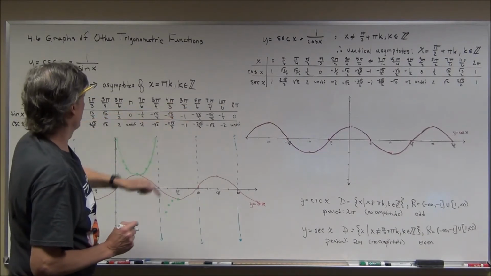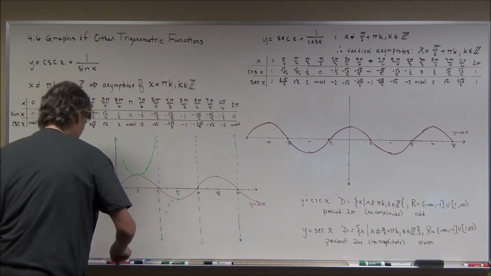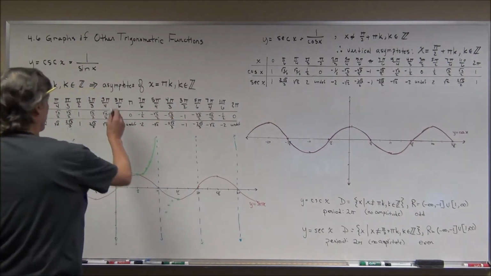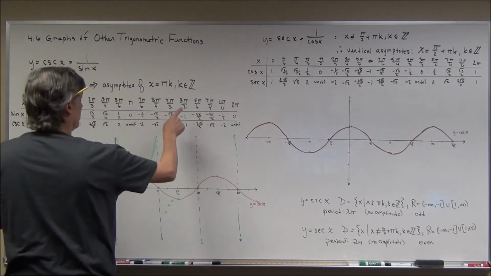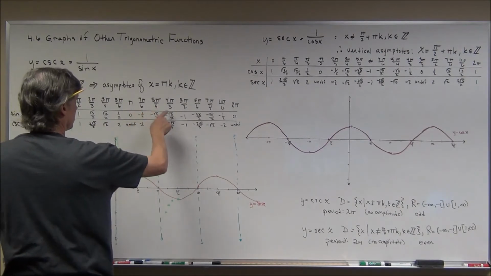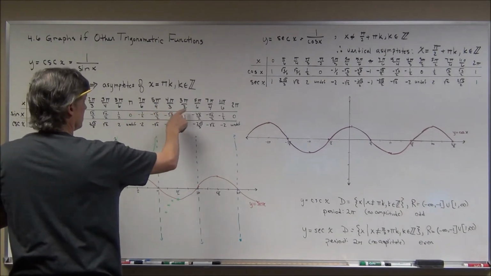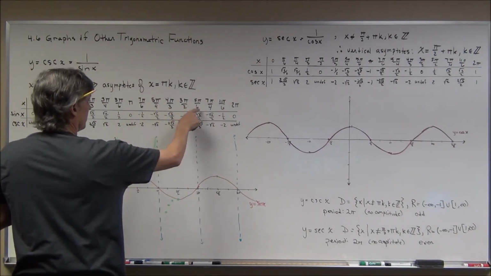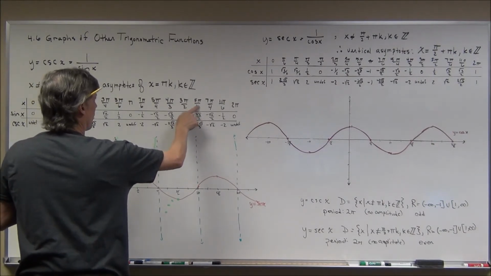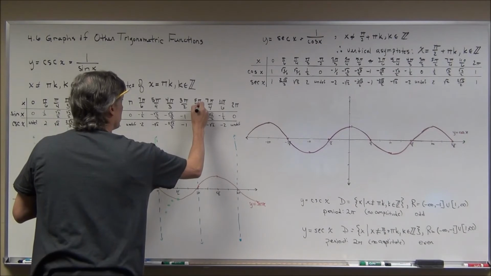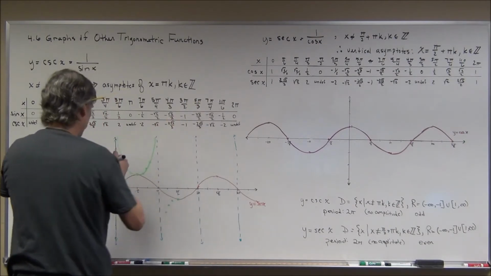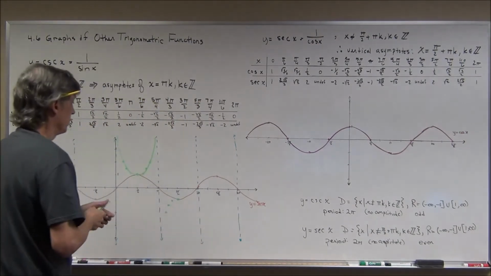5 pi over 6. Wait a minute, that's not right. 5 pi over 6, I already had 5 pi over 6. This is 7 pi over 6. Excuse me, hang on. Let's see. 5 pi over 3. Good Lord. Who made up this table? That would be me. Okay. Well, at least I found the mistake this time.